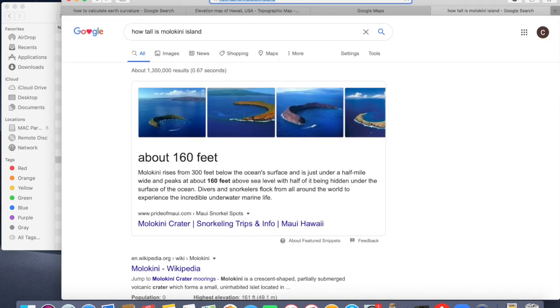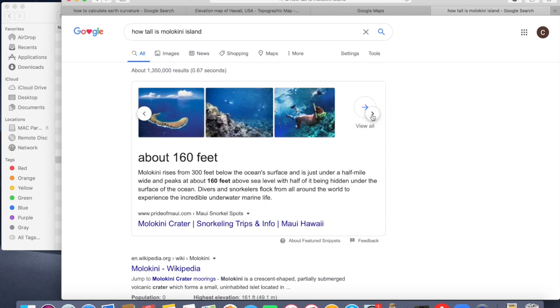So Molokini, according to Google, is 160 feet. Okay? 160 feet is the tallest point. So most of the island is below 160 feet tall from the ocean level. Whether it's low tide or high tide, I don't know. Okay? That's how tall Molokini is. Bear in mind that 160 feet would be the top of it. And we're going to see more than just the top from where we're looking at.